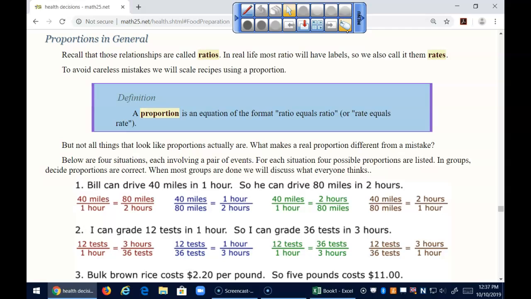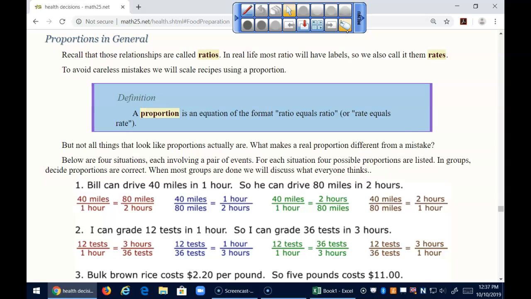When a ratio has words attached to it, we call them rates. You're used to rates all the time, miles per hour, right? Things like that. Nothing fancy or scary there. A proportion is an equation that's a ratio equals a ratio, or a rate equals a rate.